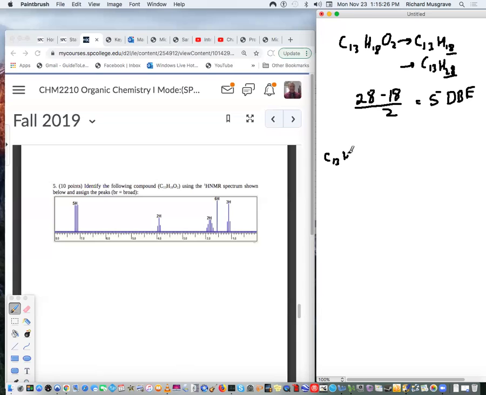So the way I like to start out is to show the molecular formula and then subtract everything that's in here. So we've got the 5H, which is that C6H5.